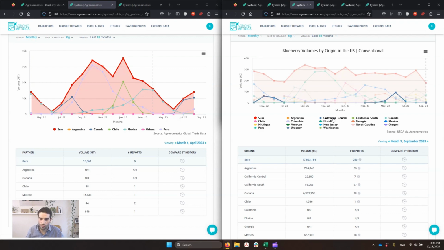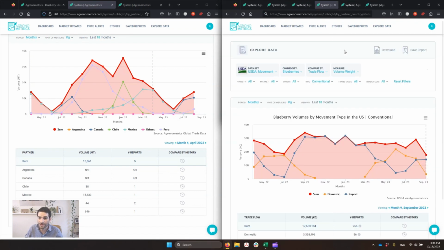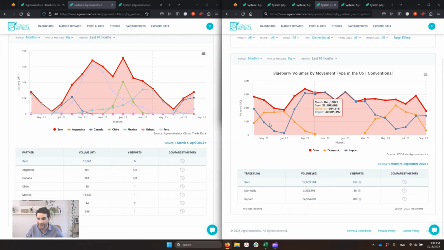The way that we make that available through Agronometrics is by separating the imports from domestic production under the filter that is called trade flow. So we can go compare by trade flow. And that's going to compare basically the imports from the exports. And that starts to make these charts that much more similar.